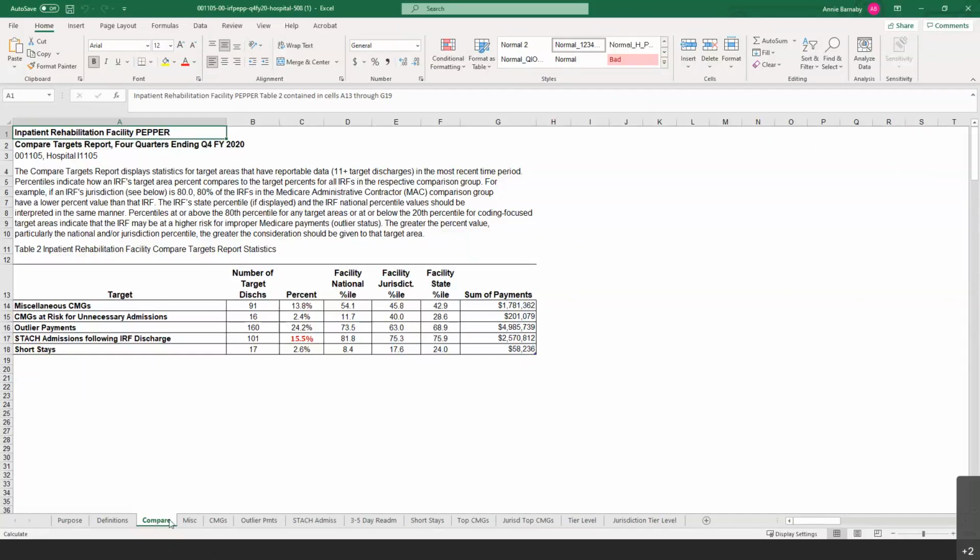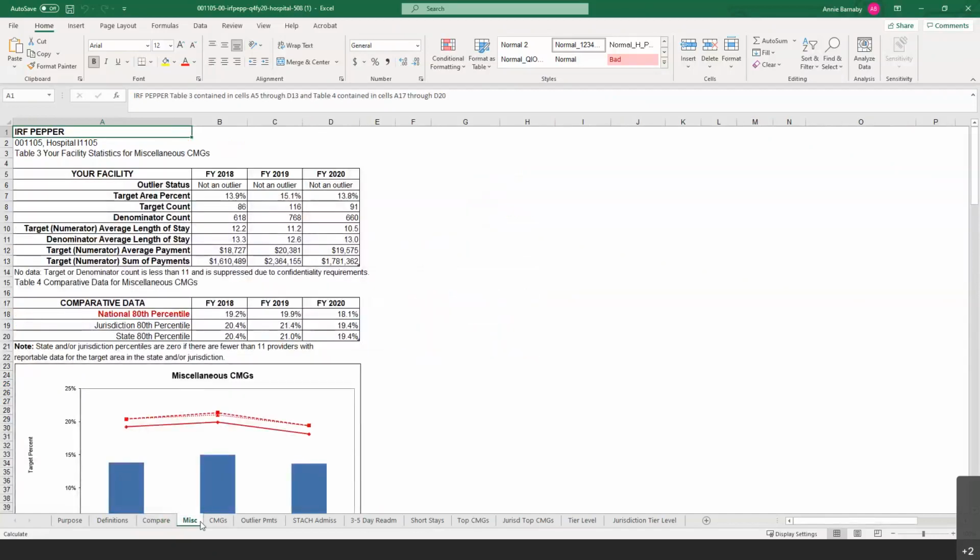Let's take a look at that target area. After we move from the purpose and the definitions in the Compare tab, these next tabs are the target area information and the data for each target area. Now, each of them are set up in the same way. They are formatted in the same way. We have your facility outcome and data that goes into that calculation. We have that in chart form here. And let's take a look at that first.